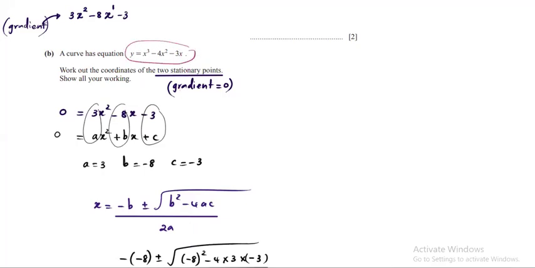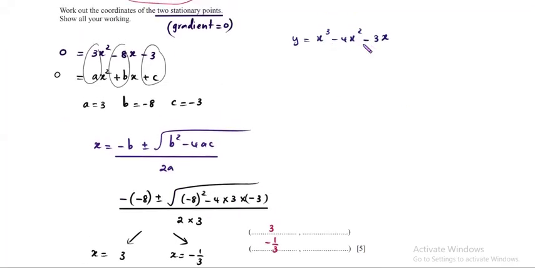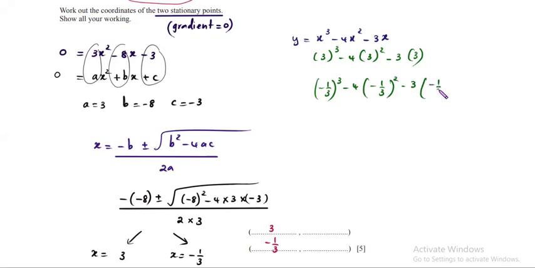So we need to substitute the values of x that we found into the equation of the curve to find the value of y, which means we have y is equal to x cubed minus 4x squared minus 3x. So I'm going to substitute the value of x into this. That is 3 cubed minus 4 times 3 squared minus 3 times the value of 3. That is the value of x here. I'm going to substitute this one again: minus 1 over 3 cubed minus 4 times minus 1 over 3 squared minus 3 times minus 1 over 3. This way, I'm going to find their y values.